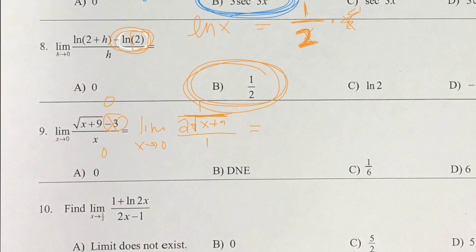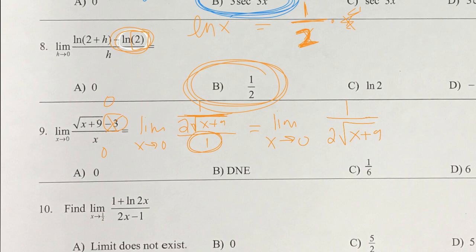Okay, so in essence, we're taking the limit as x approaches 0 of 1 over 2 roots of x plus 9. Okay, so I've just simplified. No longer am I dividing it by 1 like I was right here. It's the same thing as that, just the fraction.